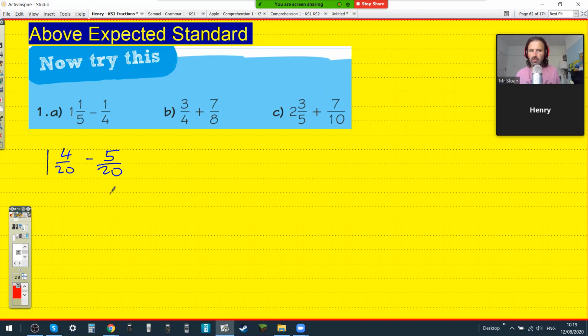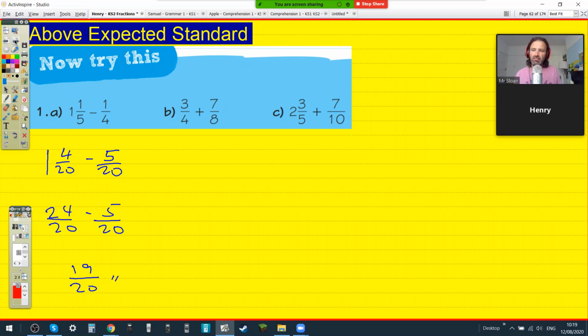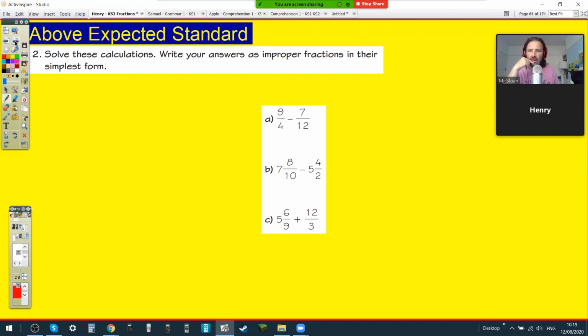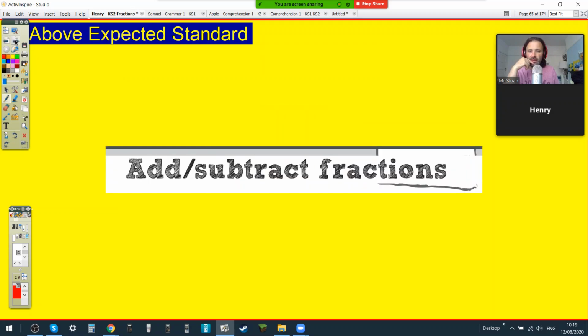And then 24 is the improper fraction for 1 whole and 4/20ths. And then minus 5/20ths is 19/20ths. So the answer is 19/20ths. That's it. It's not an improper fraction or anything. It doesn't have any wholes. So these are going to be fine, I think.